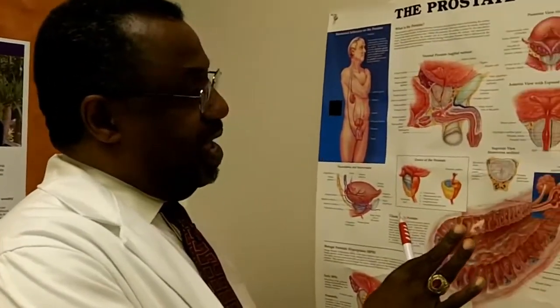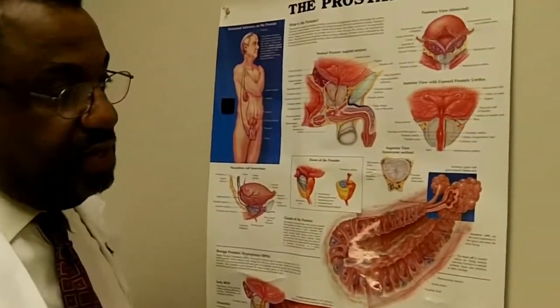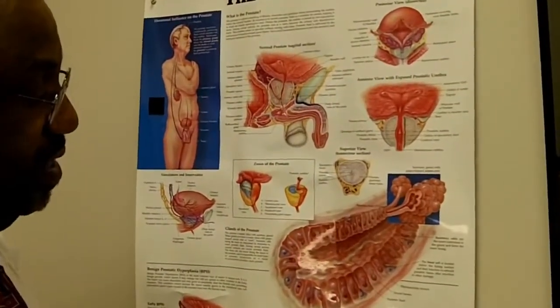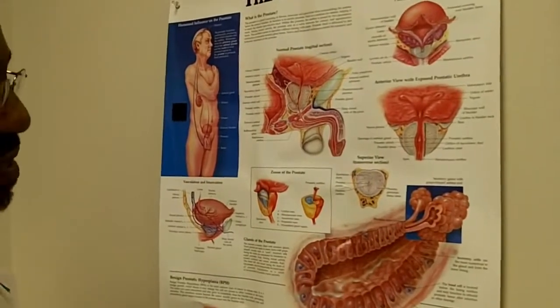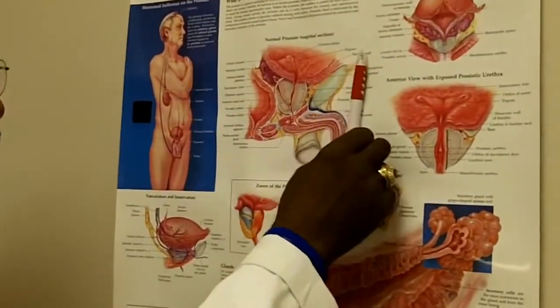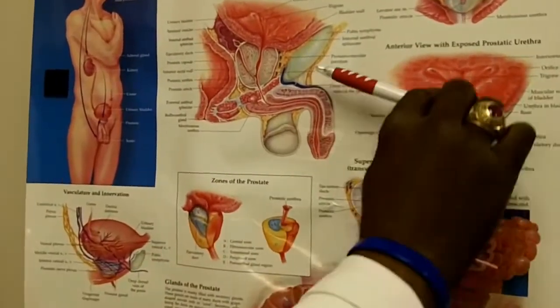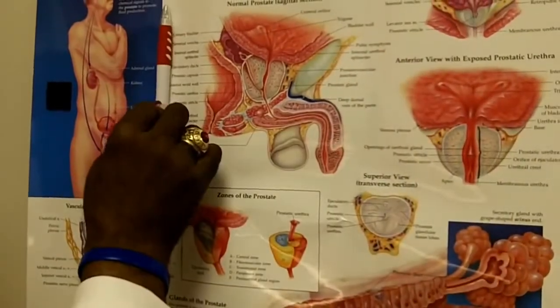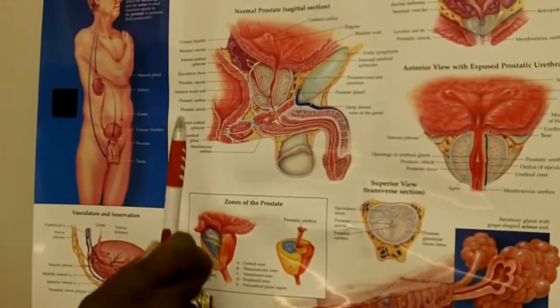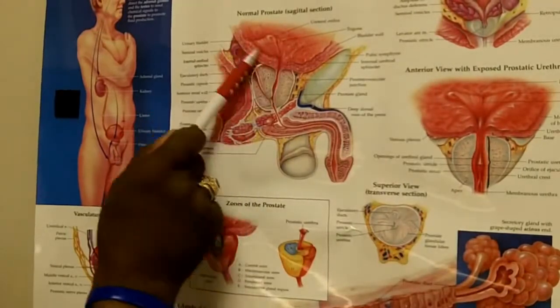Let's talk about normal anatomy. Because if you understand the anatomy, you'll understand why it is important that we do the digital rectal examination the way we do. This is a side view, and I'll orient you. This is the front of the body. This is the back of the body. Okay? And you can see this here is the bladder.